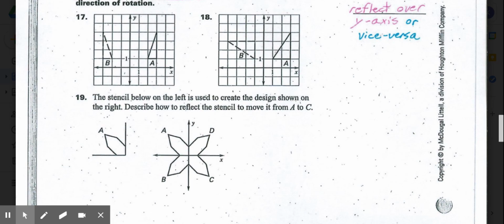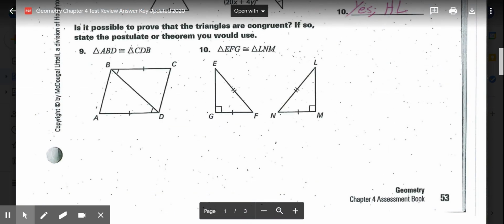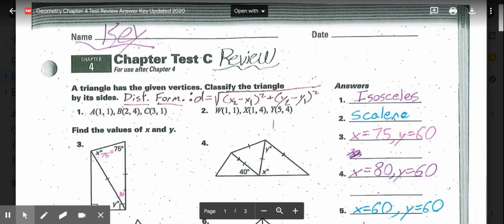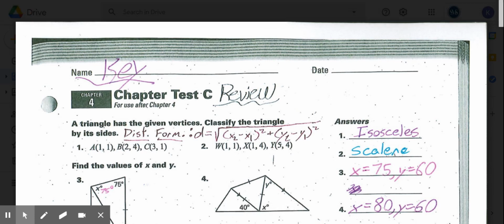Either answer would work. So if you're confused at all on the review, please make sure in between now and the test that you come see me, and I can walk you through any of the questions you weren't sure how to complete.